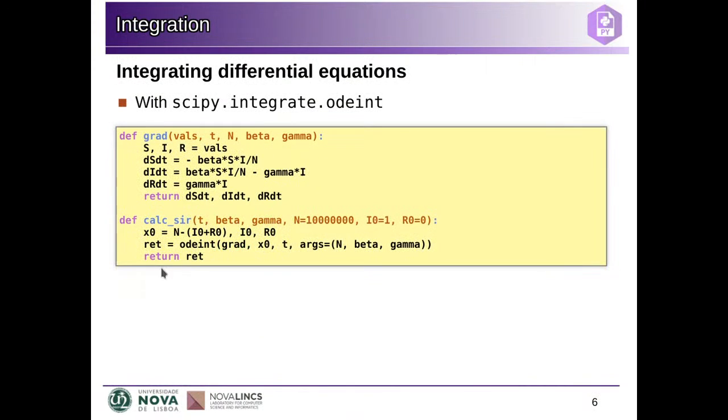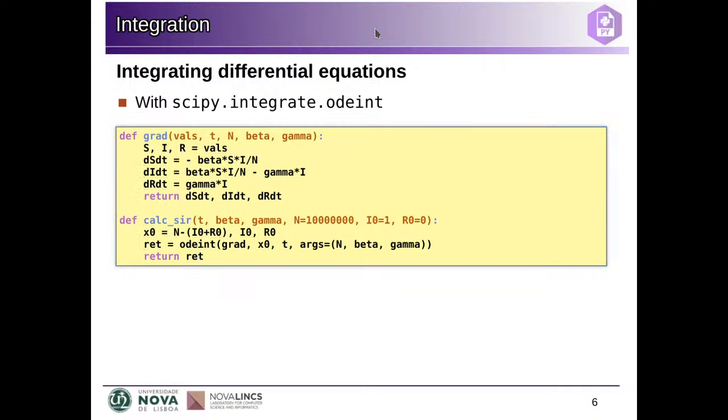So now we just call the odeint function, tell it to integrate this gradient function here, starting from these values. So these will be the values at time 0. We give it a vector of time values for it to compute. So these are the time values where we want the integral to be computed, and as arguments for our gradient function, the additional arguments will be the n, beta, and gamma, so these three here, so that we can compute the derivatives.